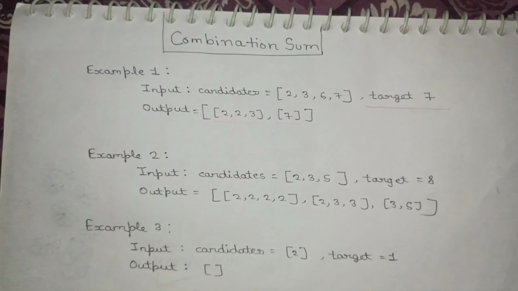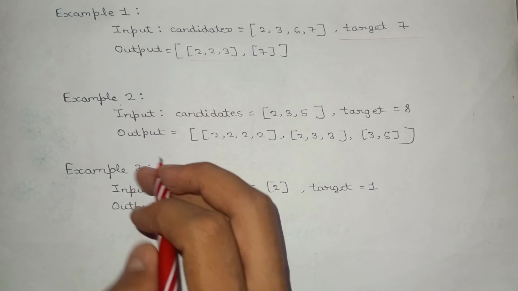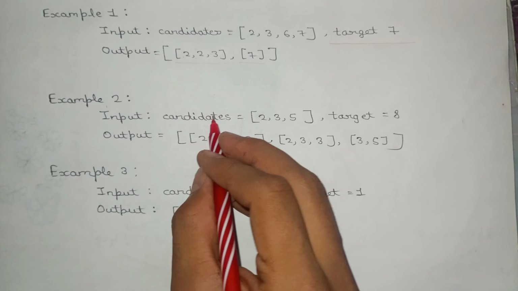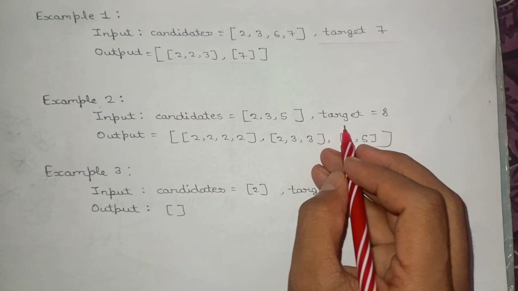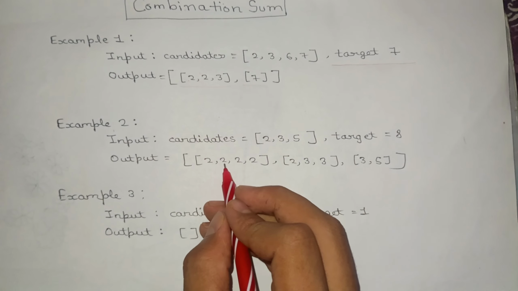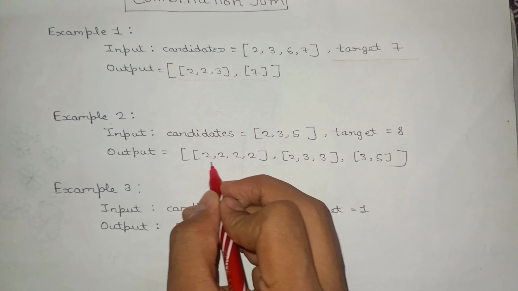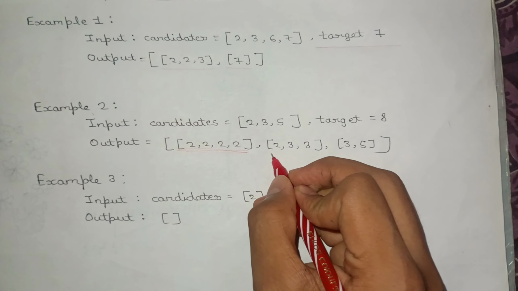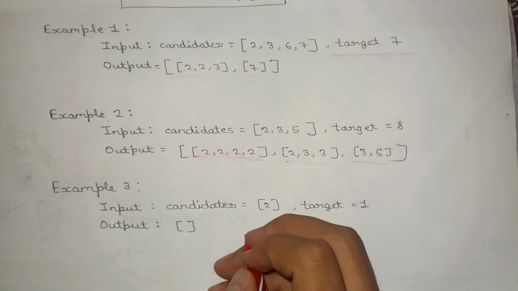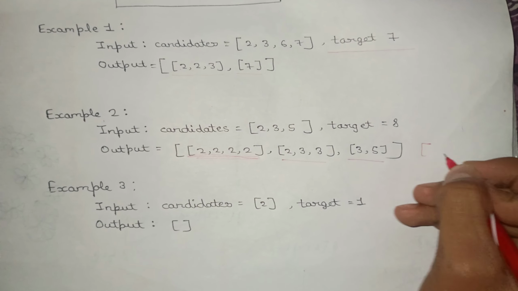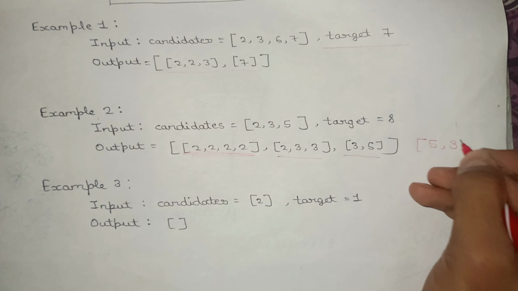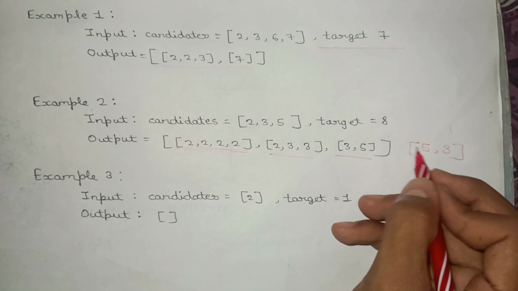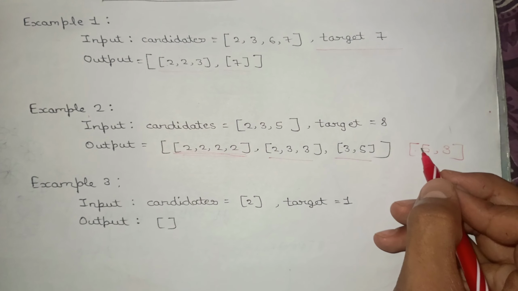So this is example 1. This is example 2, in which candidates is 2 3 5 and the target is 8. Our output is 2 2 2 2, in which we have four 2s and the sum is 8. 2 3 3 is also 8 and 5 3 is also 8. We will not return this one, as this is not unique. This will not be unique.